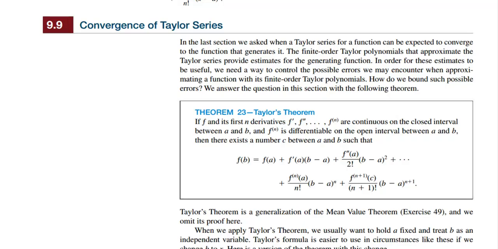The finite order Taylor polynomials that approximate the Taylor series provide estimates for the generating function. In order for these estimates to be useful, we need a way to control the possible errors we may encounter when approximating a function with its finite order Taylor polynomials. How do we bound such possible errors? We answered this question in this section with the following theorem.